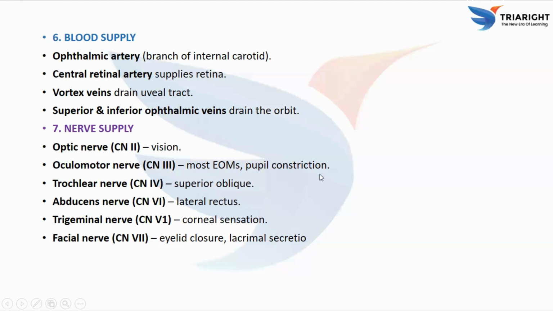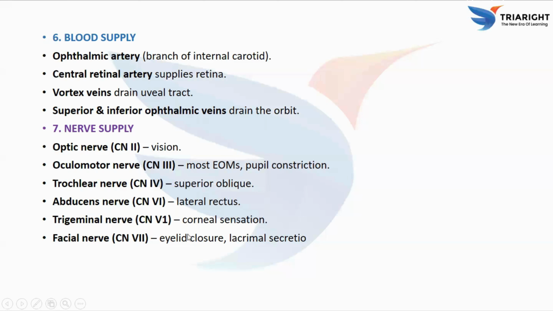And then the trochlear nerve, which is the fourth cranial nerve. What is the function? Superior oblique muscle. This moves the eye down and in. This is the smallest cranial nerve but has the longest intracranial course, which makes it prone to injury.